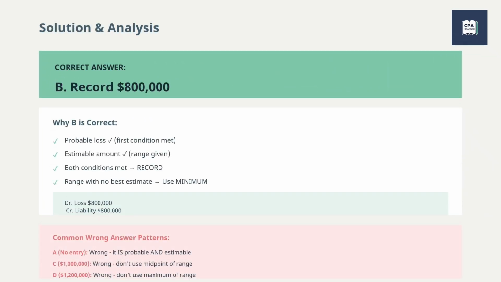And here is also the solution and analysis. So why is it correct? It's probable, so we met the first condition. They give us an estimated amount, a range, so both conditions are met and we are recording it. If there is no best estimate, we use the minimum. If the attorney told us the best estimate is 1 million, we would use 1 million, but because there's a range, I use the lower one. The journal entry: debiting the loss 800,000 and crediting the liability 800,000.